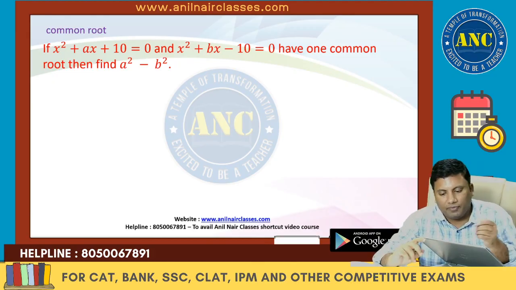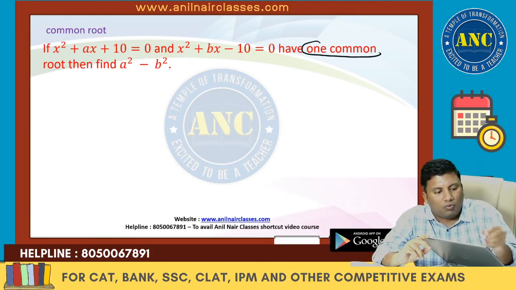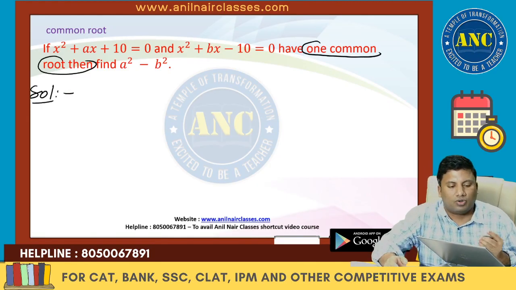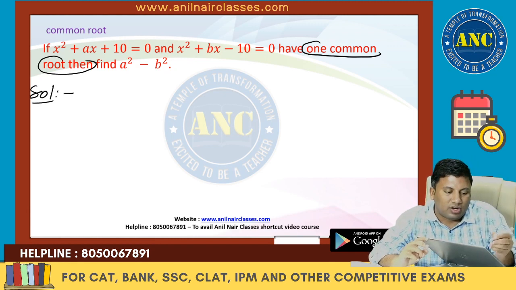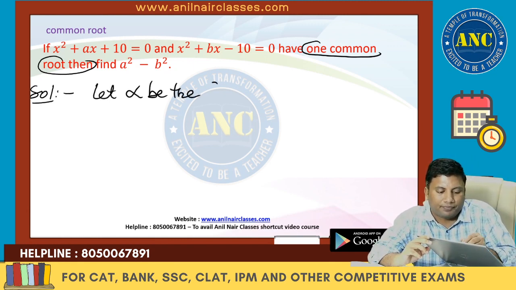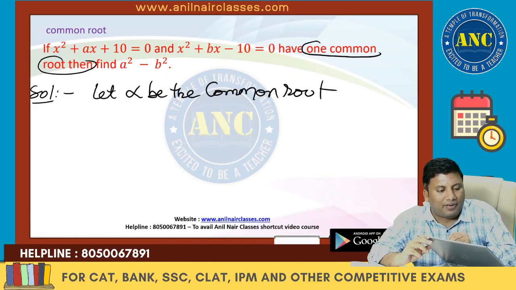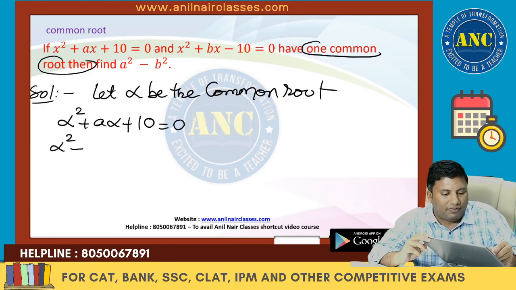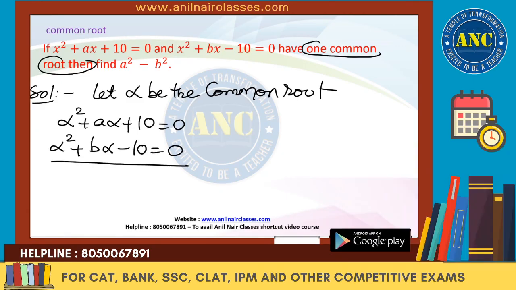Now see here. Again, it has got one common root. One common root or two common roots. There is another variety that also we will discuss. Let alpha be the common root. If alpha is common root, alpha square plus A alpha plus 10 equivalent to 0. Alpha square plus B alpha minus 10 equivalent to 0.